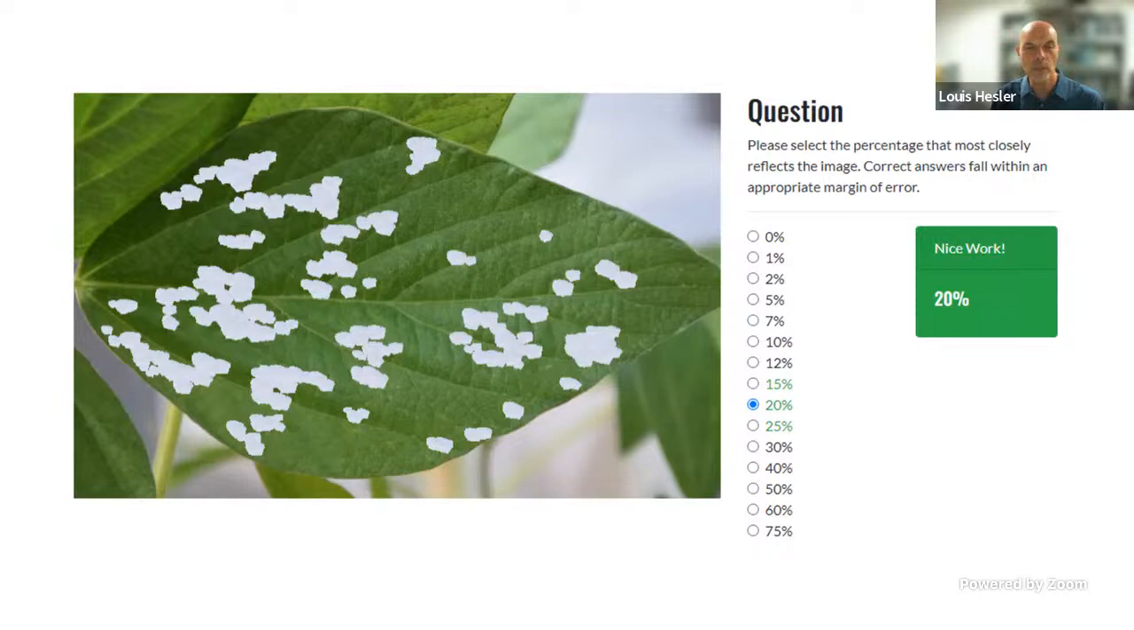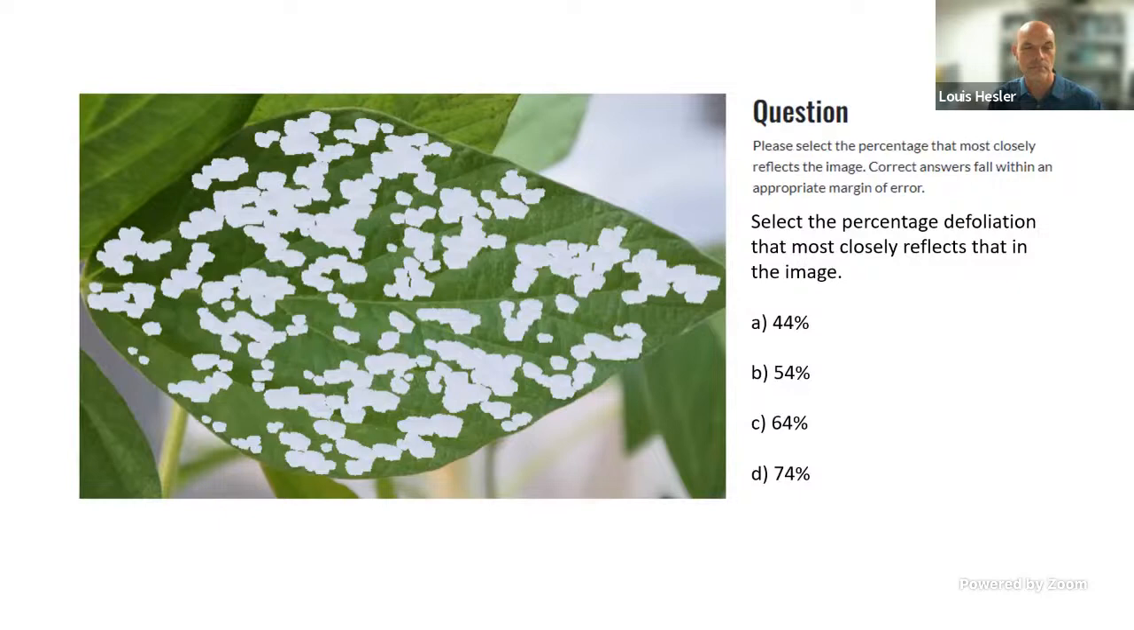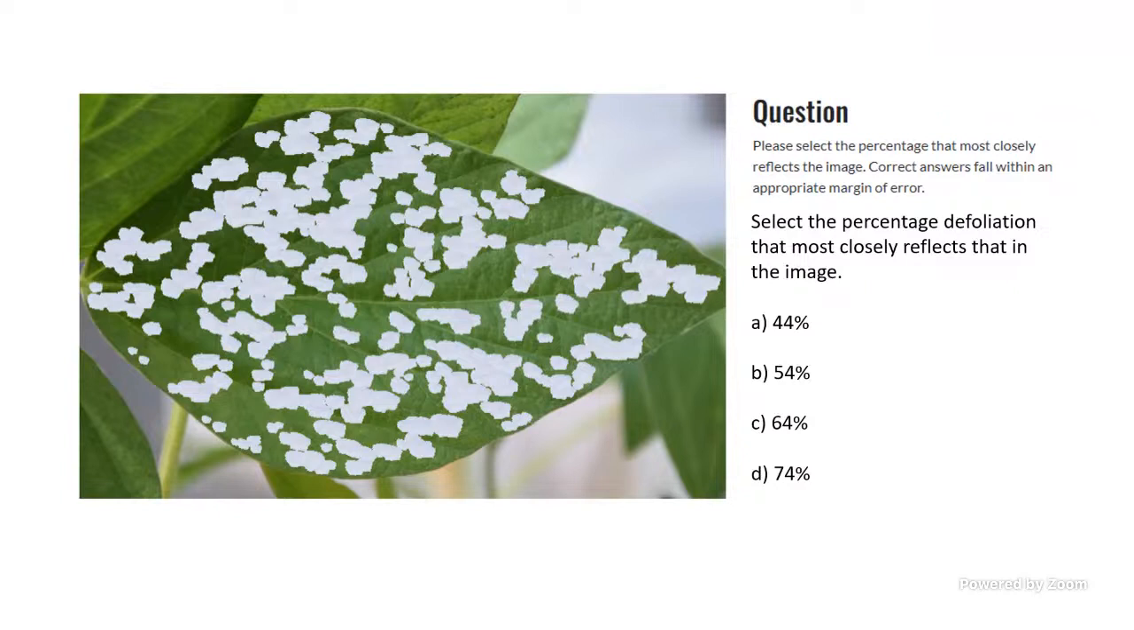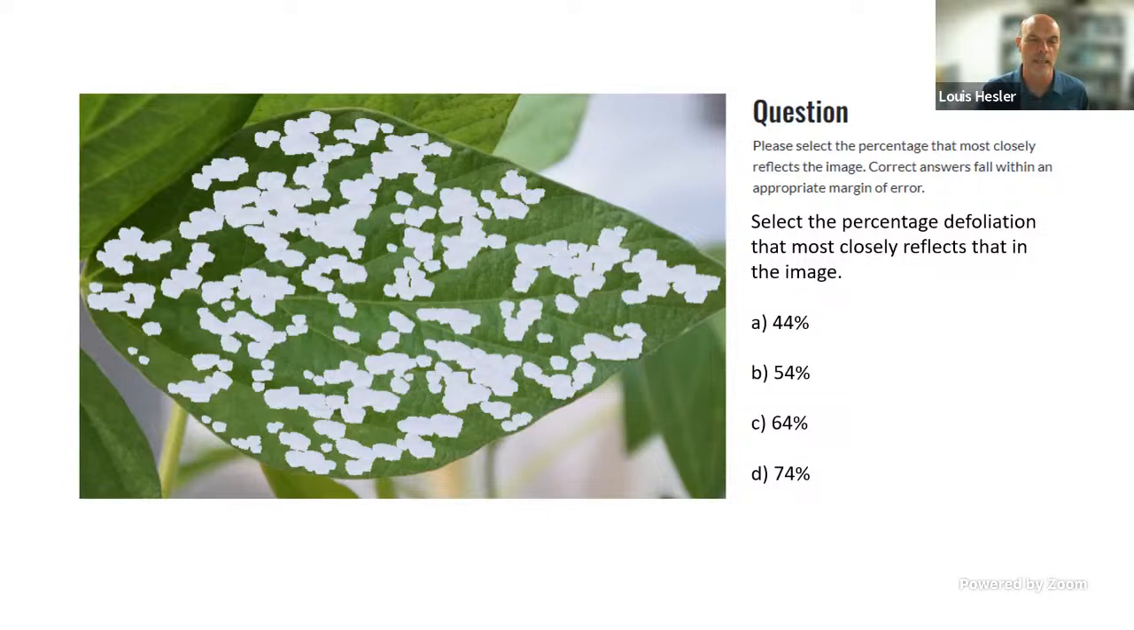Okay, we have one more, which we'll use the poll on, Alina. So here's one that has more defoliation than the last, we'll put it that way. Again, we want you to select the percentage defoliation that most closely reflects that in the image. Is it A, 44%, B, 54%, C, 64%, D, 74%? So if you'll respond to the poll, and we'll let a few seconds go by, and then Alina can let us know what the range of responses is.